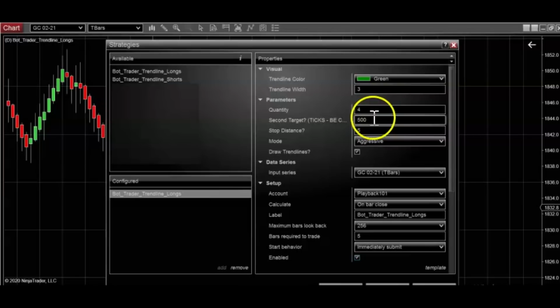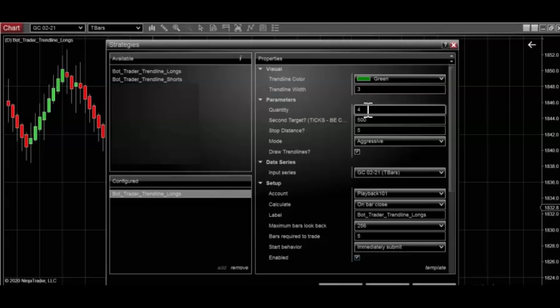For example, you can see here in the input, this is the strategy input right here that I'm showing you. If you trade futures, you can select the number of contracts you want the strategy to trade. If you trade stocks, simply put in the number of shares you want the strategy to trade.